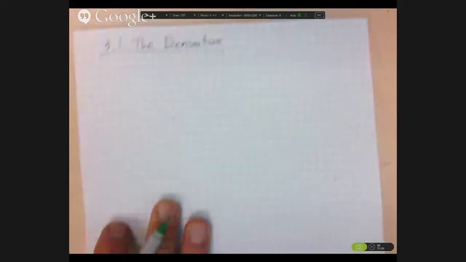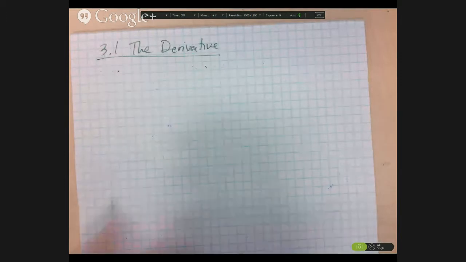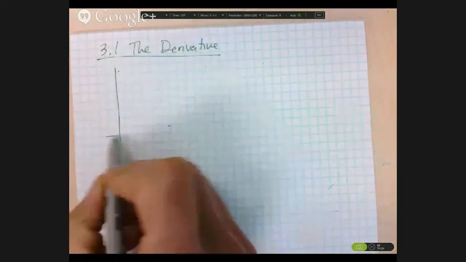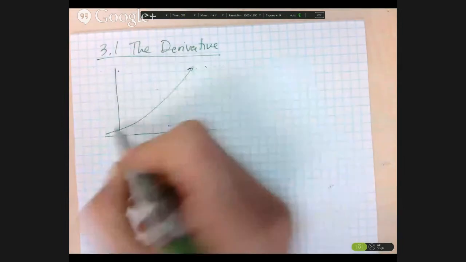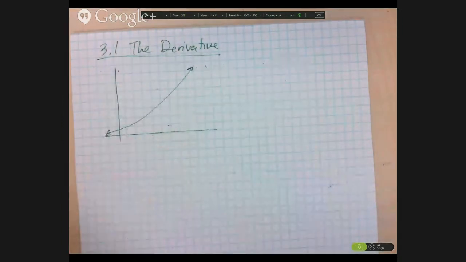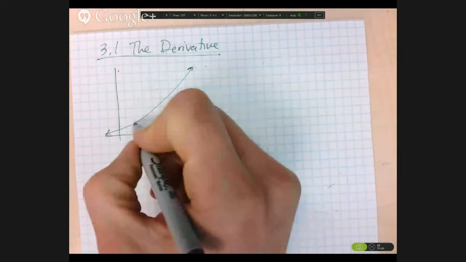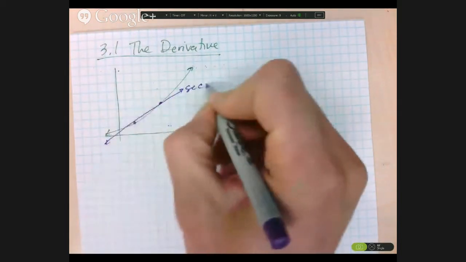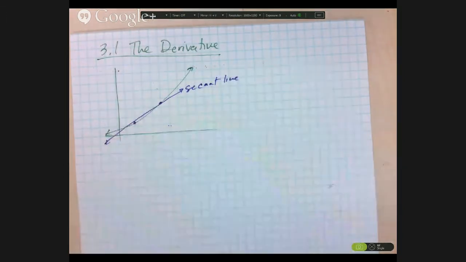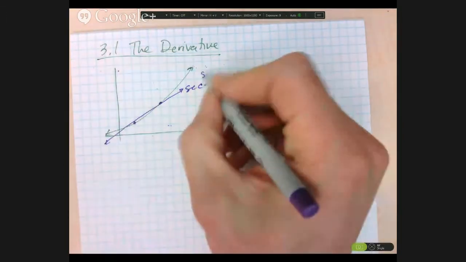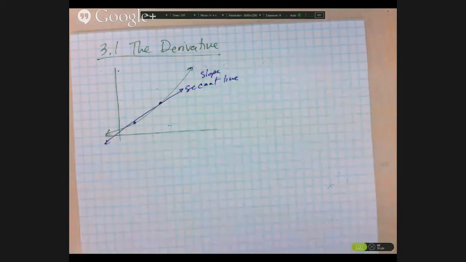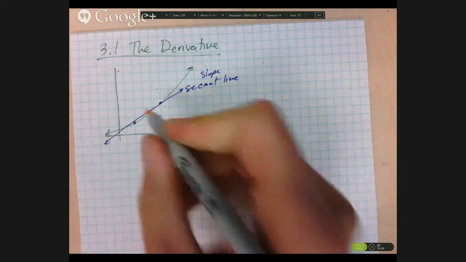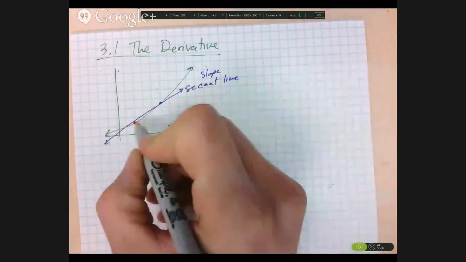Okay, the derivative. Up to now, up till now, we know how to calculate the slope of a secant line, right? How have we estimated the slope of the tangent line? The instantaneous.